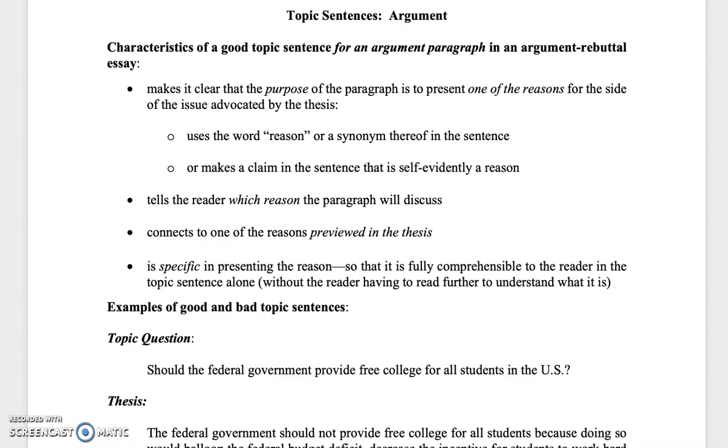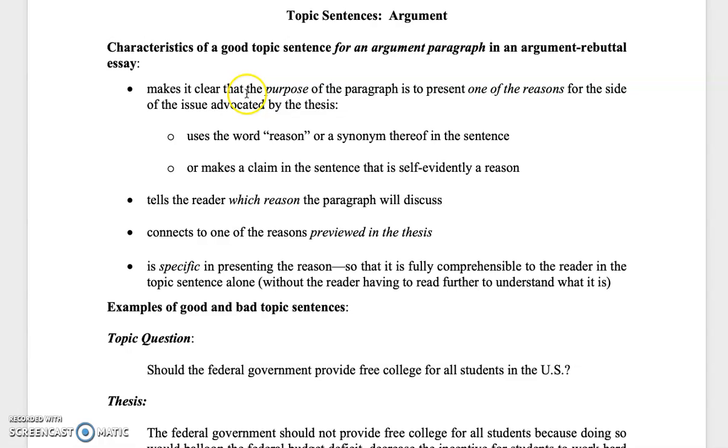In this video, we're going to discuss how to write the topic sentences for your argument paragraphs. The argument paragraphs are the body paragraphs that will be in the first half of an argument rebuttal essay. And these are the characteristics that you want to include in your topic sentence.